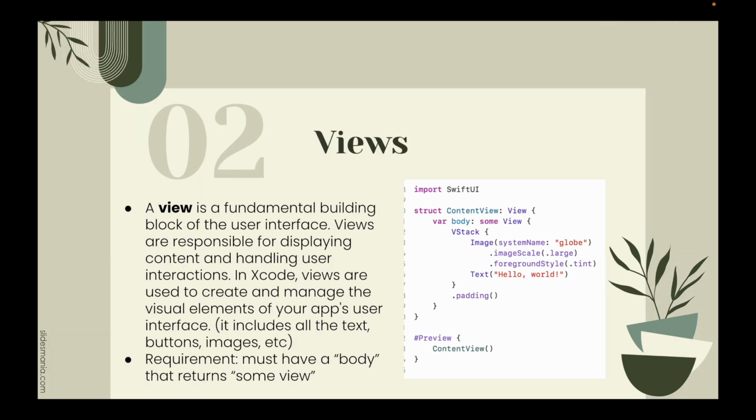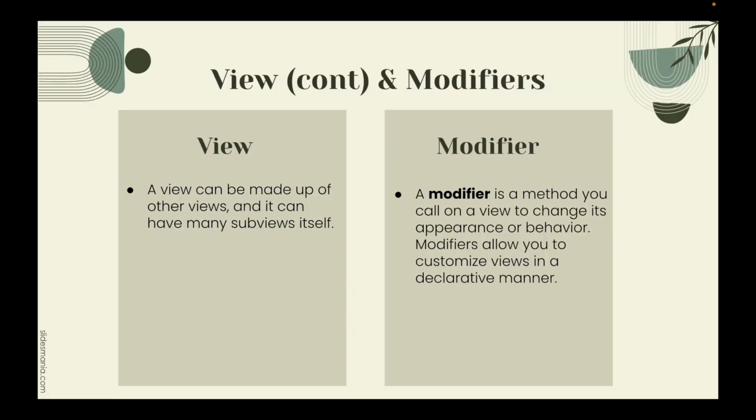And then views. A view is a fundamental building block of the user interface. Views are responsible for displaying content and handling user interactions. In Xcode, views are used to create and manage the visual elements of your app's user interface. It includes all the text, buttons, images, etc. The only requirement is that it must have a body that returns some view. So we have var body colon some view, and then curly brackets. A view can be made up of other views, and it can have many subviews itself.